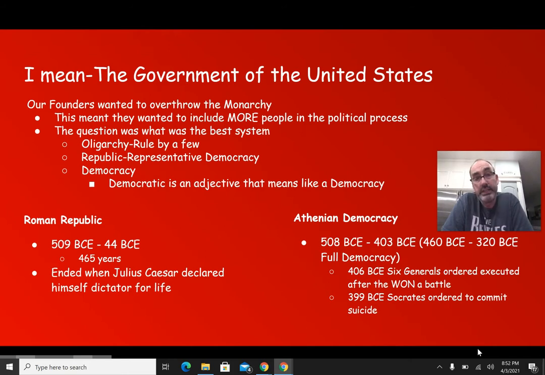He was actually given a choice. He could be exiled or commit suicide. And since he was an old man, he said, I'll just commit suicide because I don't want to move from Athens. His crime was poisoning the minds of the youth. Okay, he was teaching them to question, and the people thought that was a danger.